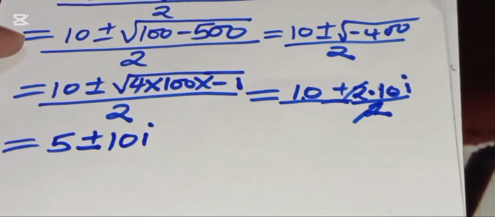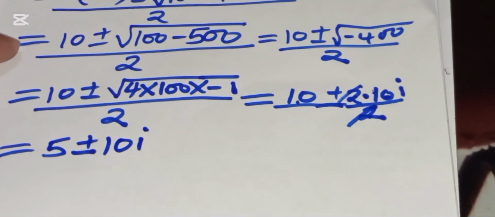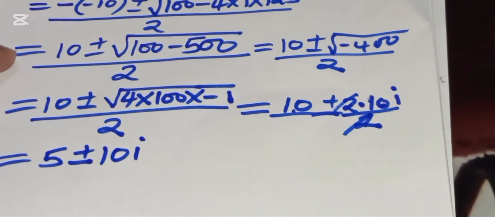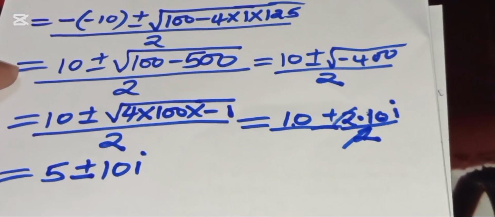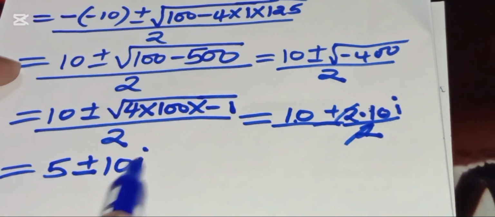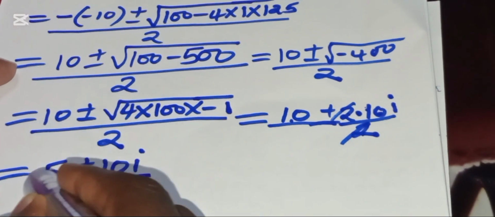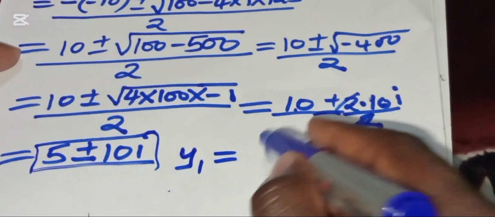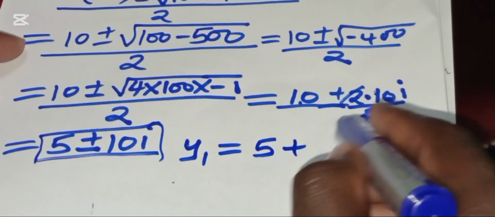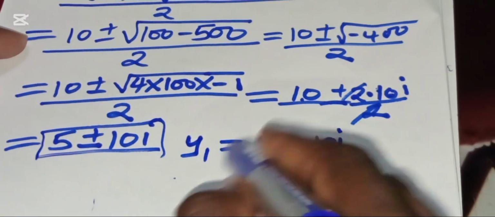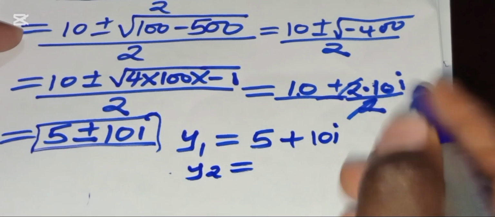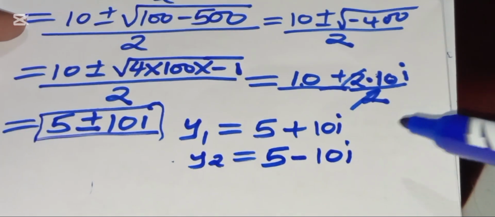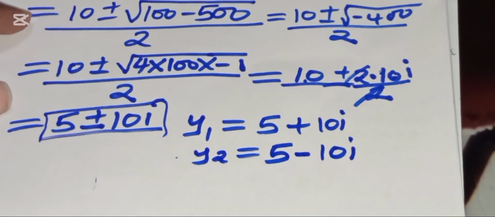So we have two values, actually, we have two values of y. We have 5 plus or minus 10i, so that means y1 is equal to 5 plus 10i, and we have y2, which is equal to 5 subtract 10i. So let's solve for the values of x1 and x2.